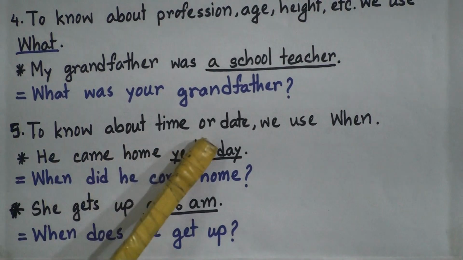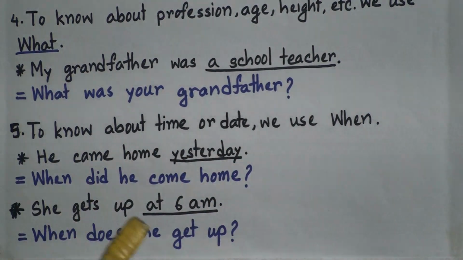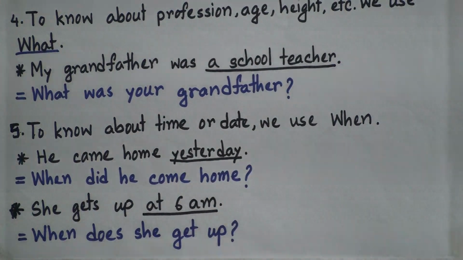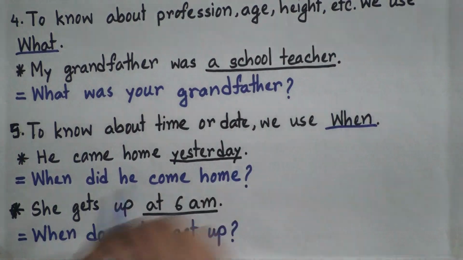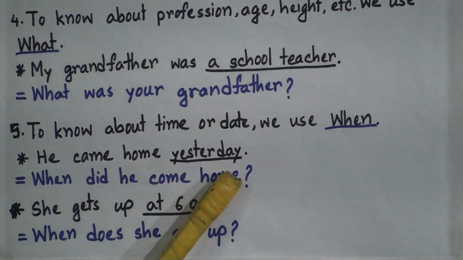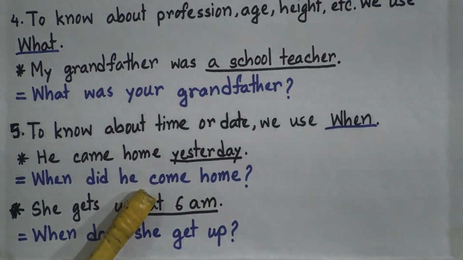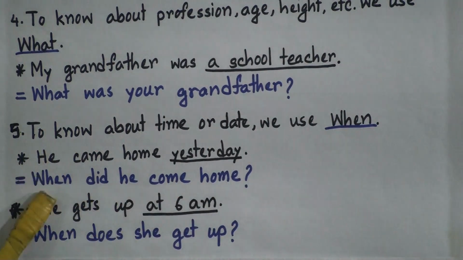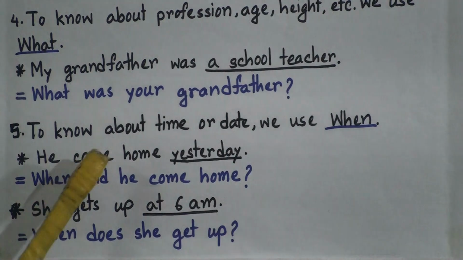To know about time or date, we use when. So if you want to know about the time or date, we will use when. That means this WH word will be used when. Now look, he came home yesterday. So we want to know about the time. So at first we will start our sentence with when, and now look, came home yesterday.